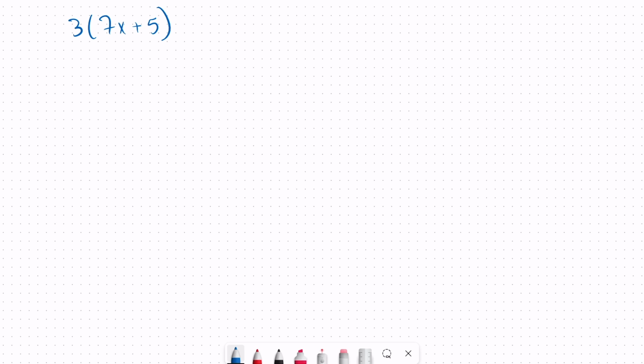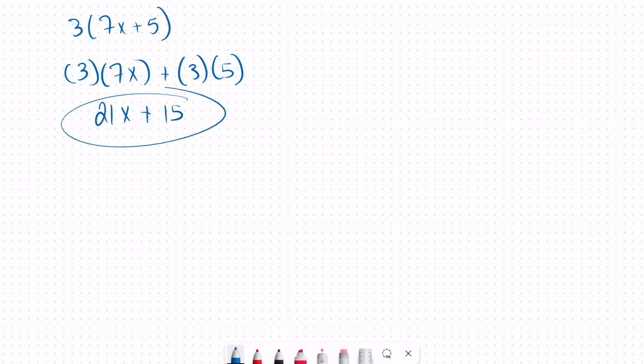And the easiest one, I made it easy for you guys here for the fourth problem. We have 3 times 7x first, so we're using the distributive property right off the bat. 3 times 7x, and then plus 3 times 5. We're just distributing the 3 to each of the terms inside. Then 3 times 7x is just 21x, and 3 times 5 is 15. And this is our final answer.